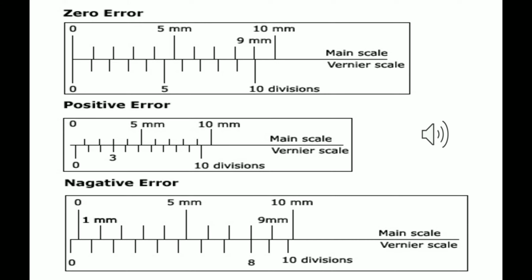Okay. Now, in case of the negative zero error, where the 0 of the vernier is before the 0 of the main scale, let us see which reading is coinciding. The 8th reading is coinciding. So here, 8 into 0.01 becomes 0.08 with a negative sign. So here it is a negative zero error. Minus 0.08 centimeters will be the zero error in case of negative zero error. So we move to the next slide.